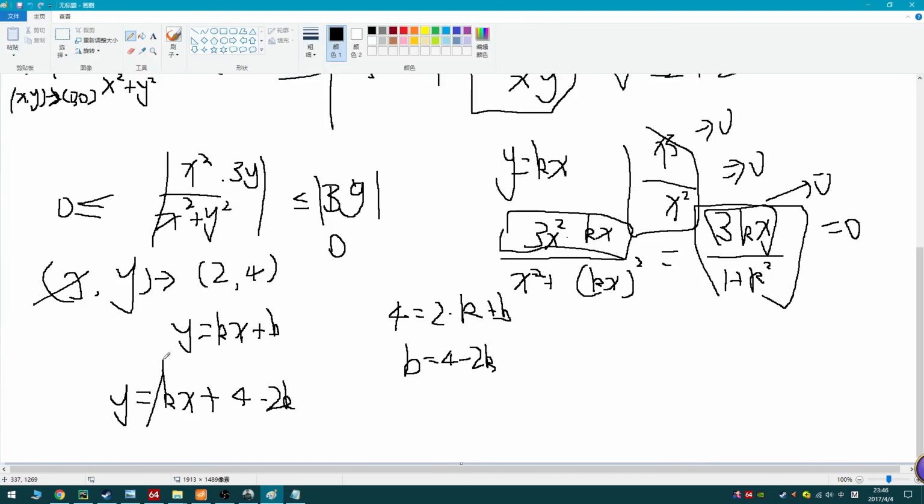Then you can do the substitution, using kx plus 4 minus 2k as your y, and plug it back into the original function to find the limit. It's a little more complex, but we can still handle this. And thank you for watching.